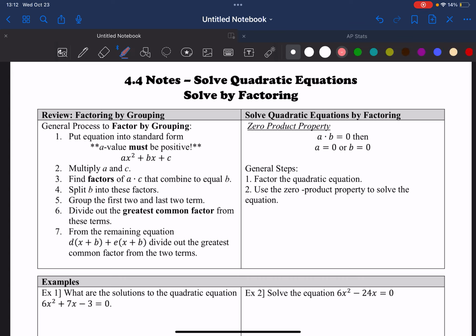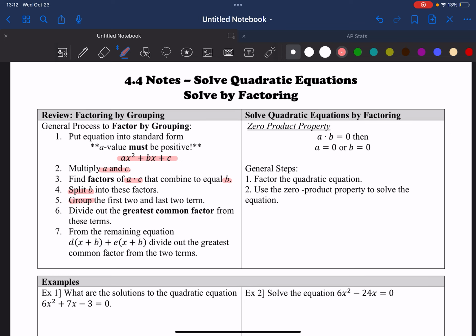The first step, we have to make sure that it is in standard form, ax squared plus bx plus c. Then we multiply a times c, and find two numbers that multiply to a times c that add to the b value. Once we find that, we rewrite the problem by splitting the b values, and then we group the first two terms and the last two terms.